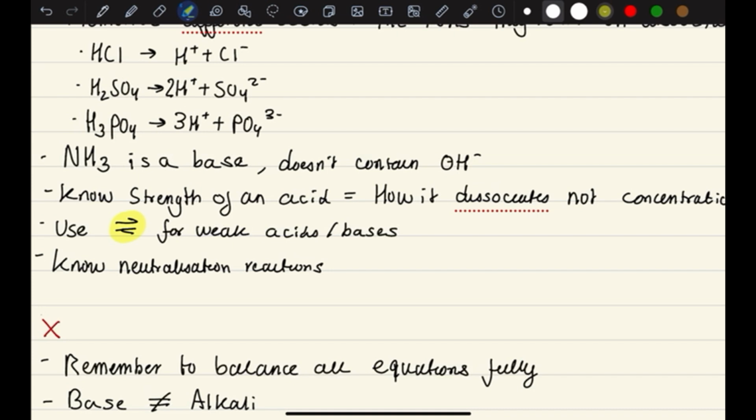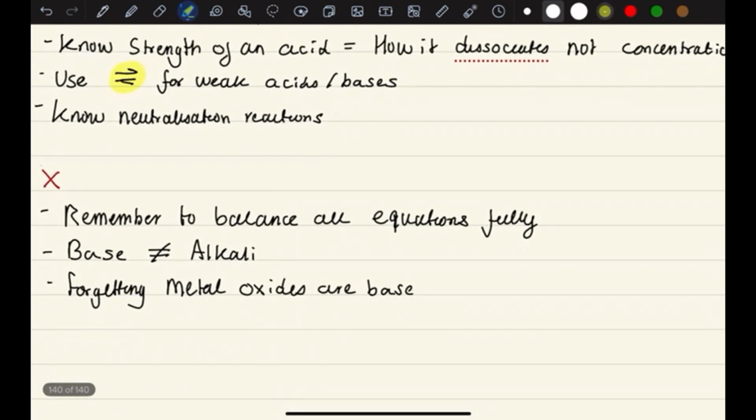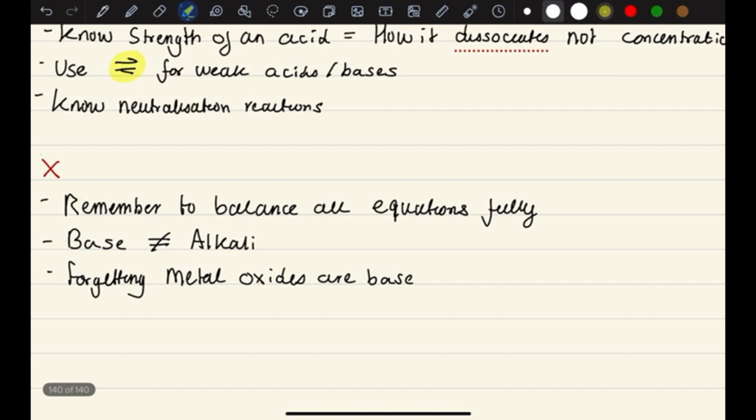Now, what should we not do? Cool. Guys, whenever they have a question in the exam, a lot of the time they're going to ask you to balance an equation as well. They might not tell you to balance it. They might just say, write a fully balanced equation. Remember, do the fully balanced equation. So it's all good remembering what the products are going to be, but you need to know how to balance it as well.